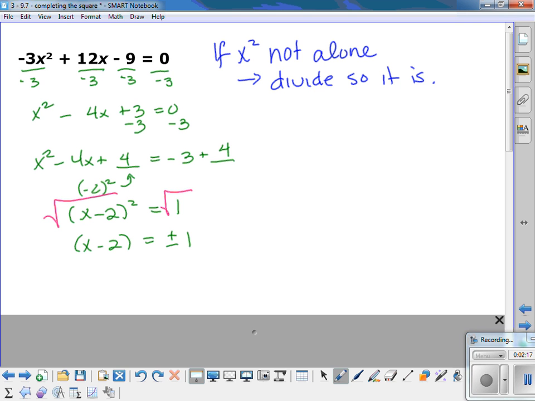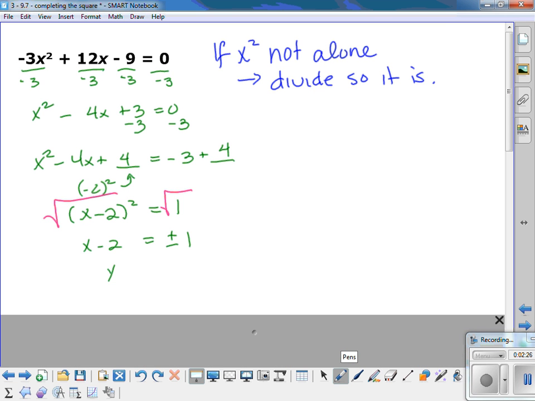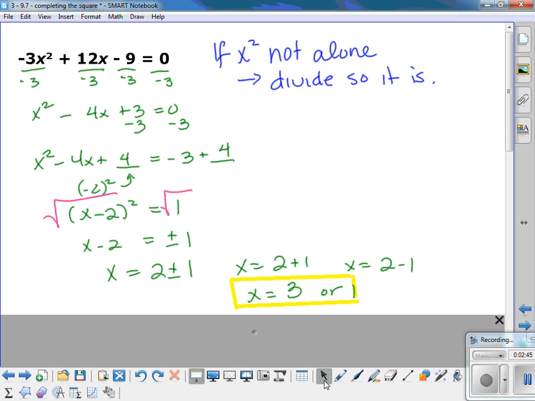All right, so at this point we don't really need the parentheses anymore. Get rid of that. Okay, so to get x alone, I just have to add 2 to both sides, and I get x is equal to 2 plus or minus 1. So that means x equals 2 plus 1, or x equals 2 minus 1. So 2 plus 1 is 3. 2 minus 1 is 1. So x equals 3 or 1. Okay. Any questions about what I did?